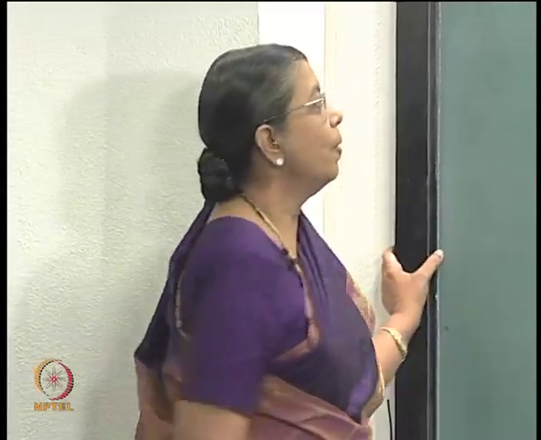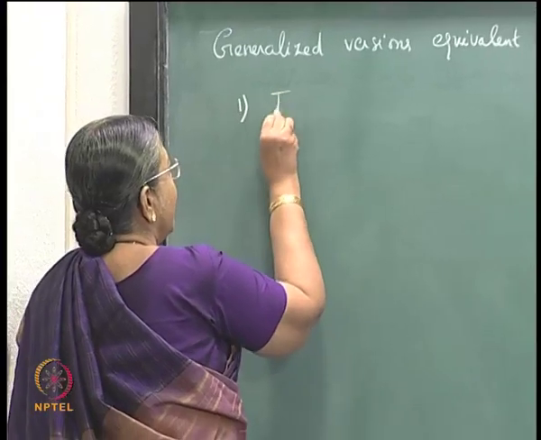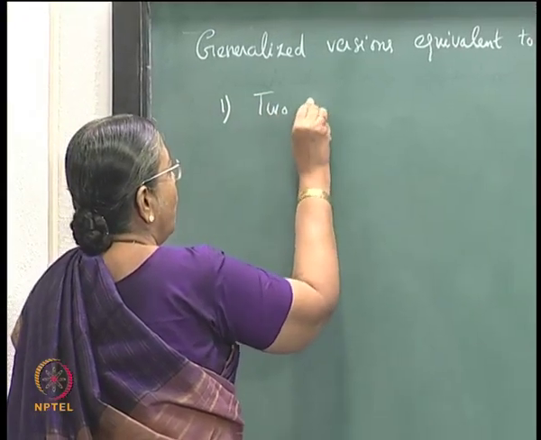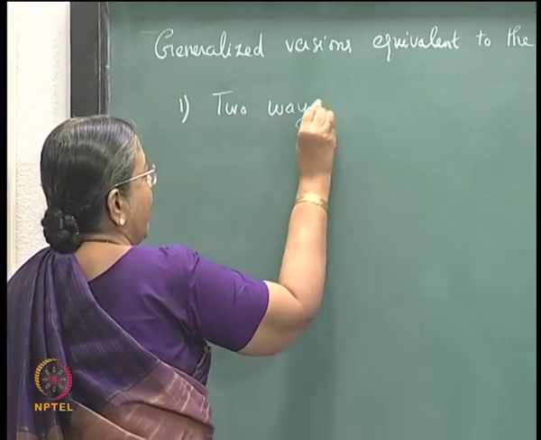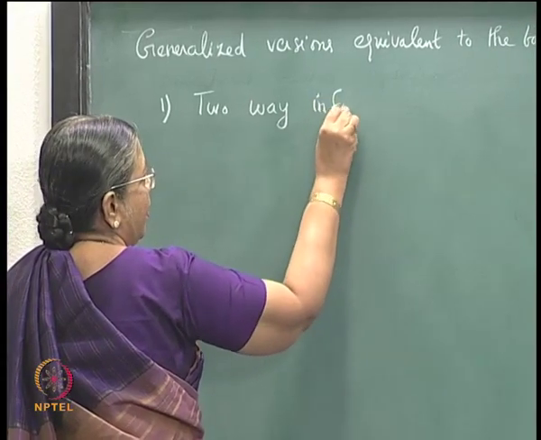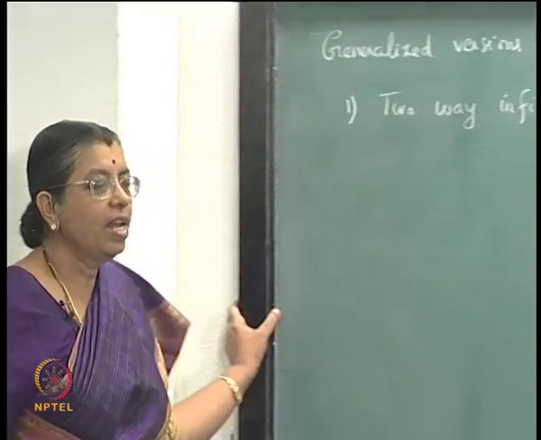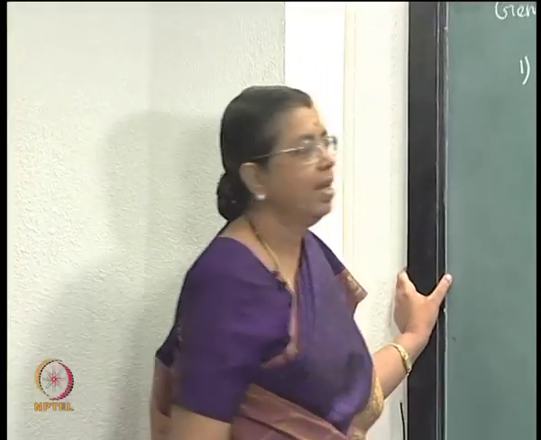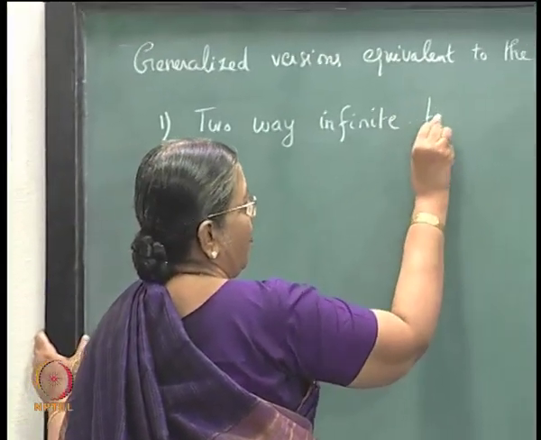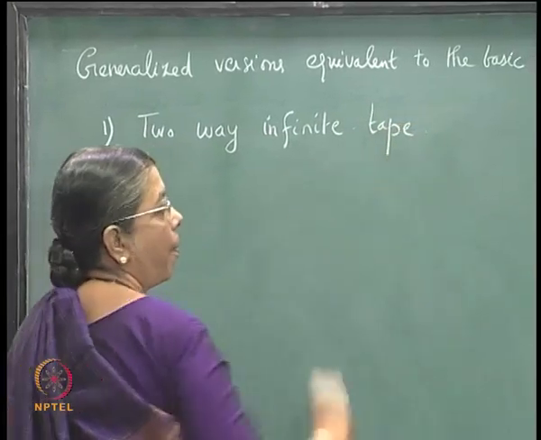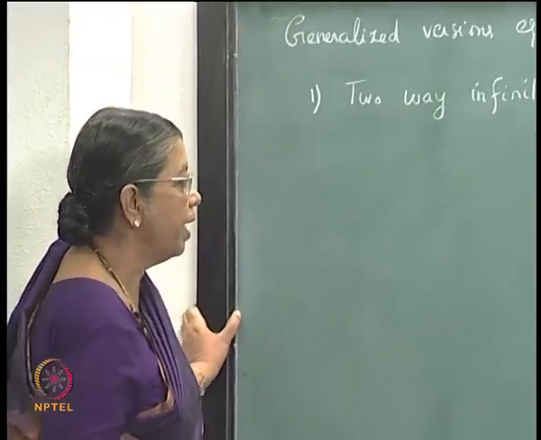Actually, it does not matter whether you consider it as two-way infinite or one-way infinite, you can do the same thing. So, the first thing is you make the tape two-way infinite for acceptance. Two-way infinite tape is equivalent to one-way infinite tape. How do we prove that?